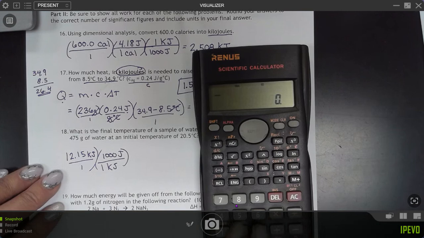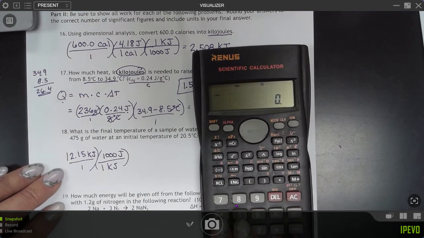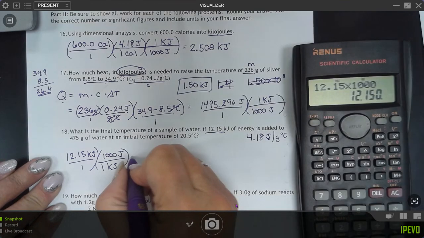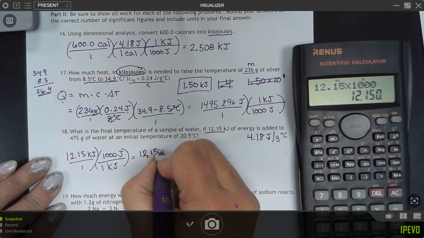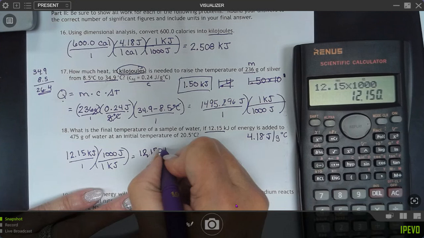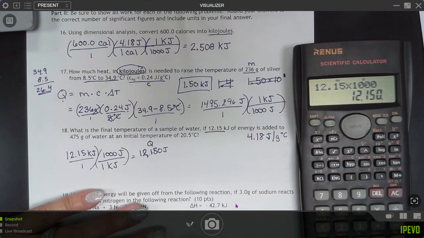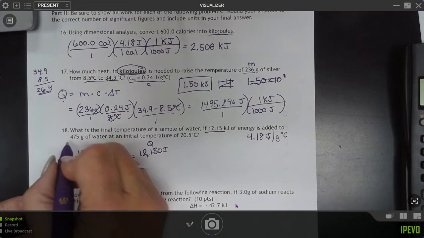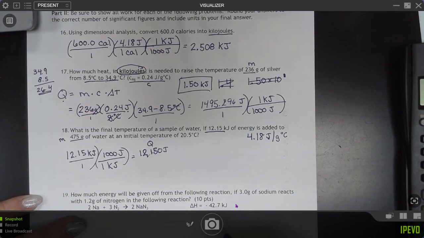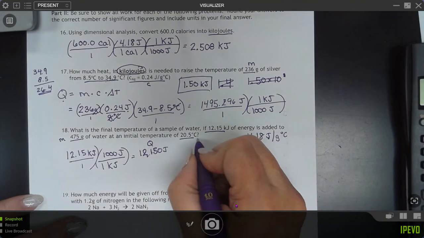So 12.15 times 1,000. I could have just moved my decimal place, but I get 12,150 joules. Now that's my Q. All right. Let's see, what else do I have? I have my mass is 475, and I have my initial temperature.